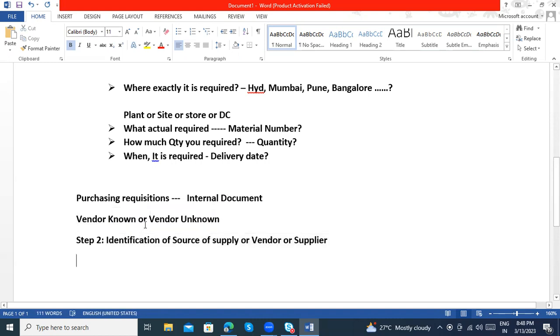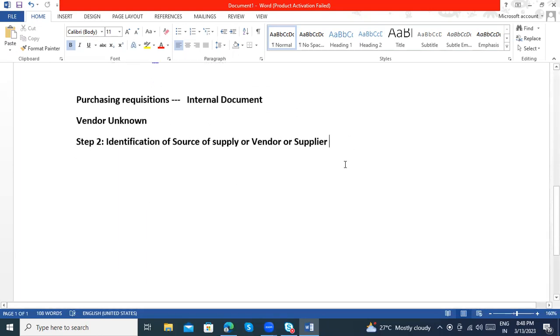In case the vendor is unknown, that means I don't know who is supplying these goods. In that case, we go with the quotation process. To go with the quotation process, we first create an RFQ, request for quotation.